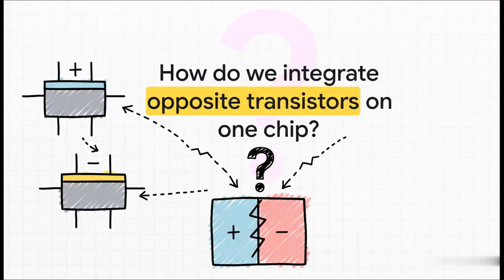Combining both of those types led to a massive engineering puzzle. I want to pose this question to you. How do we actually put opposite transistors on a single shared chip body? Think about the physical paradox we're dealing with here. NMOS absolutely needs a p-type substrate to work. PMOS absolutely needs an n-type substrate. But a silicon wafer, it's just one solid piece of crystal. It literally cannot be both at the exact same time.